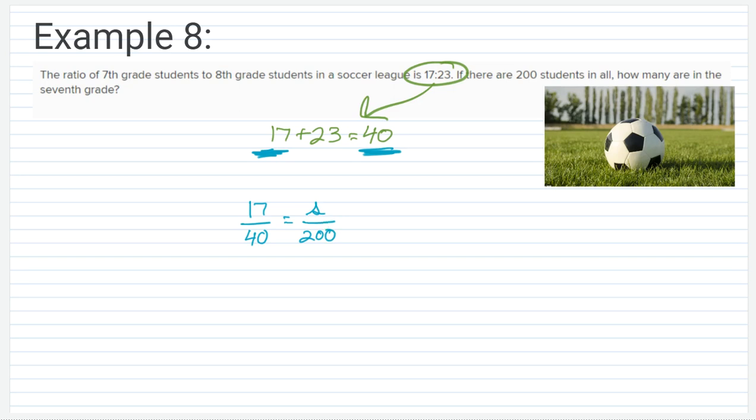We're going to go ahead and do our cross products. So we're going to do 17 times 200 and get 3,400 equals, again, 40 times s would just be 40s. And then to solve this, we will divide both sides by 40. And then we're going to get a final answer of 85 7th graders for the number of students.